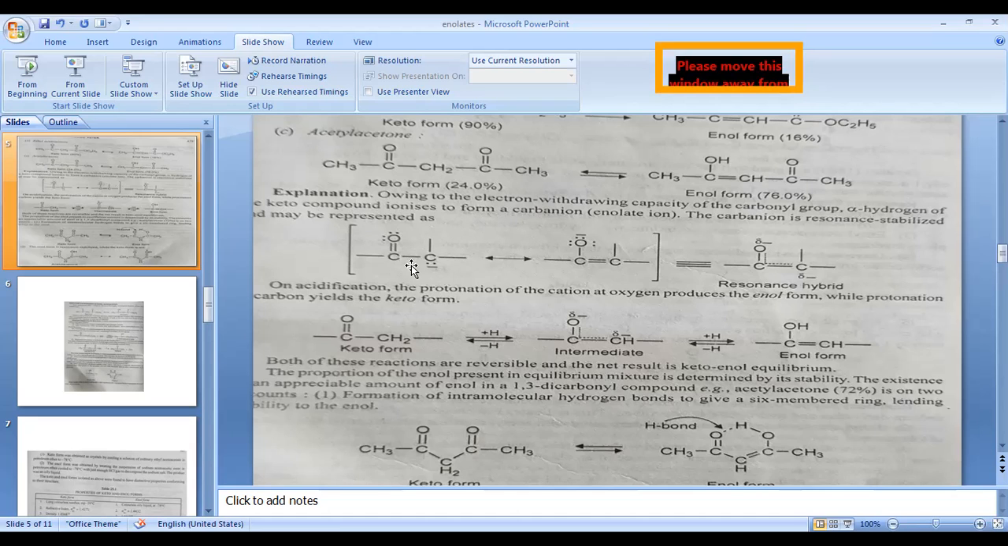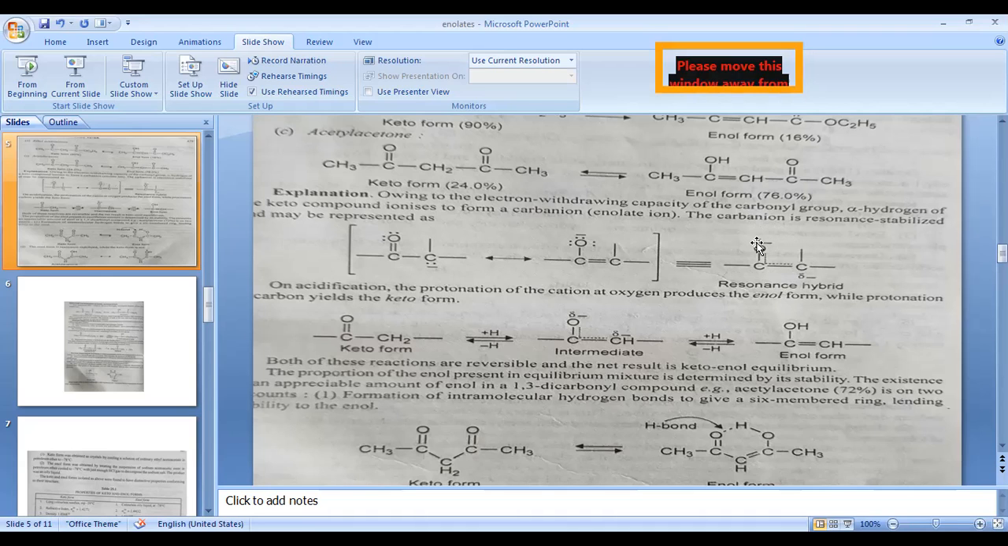Now what does this carbonyl group do? It attracts electrons towards itself. So the alpha hydrogen of a keto compound ionizes to form a carbanion. These electrons are attracted by the electron-attracting power of the ketonic group. Therefore, these two electrons are attracted here, leading to formation of the carbanion. The carbanion is resonance stabilized and may be represented in this fashion.